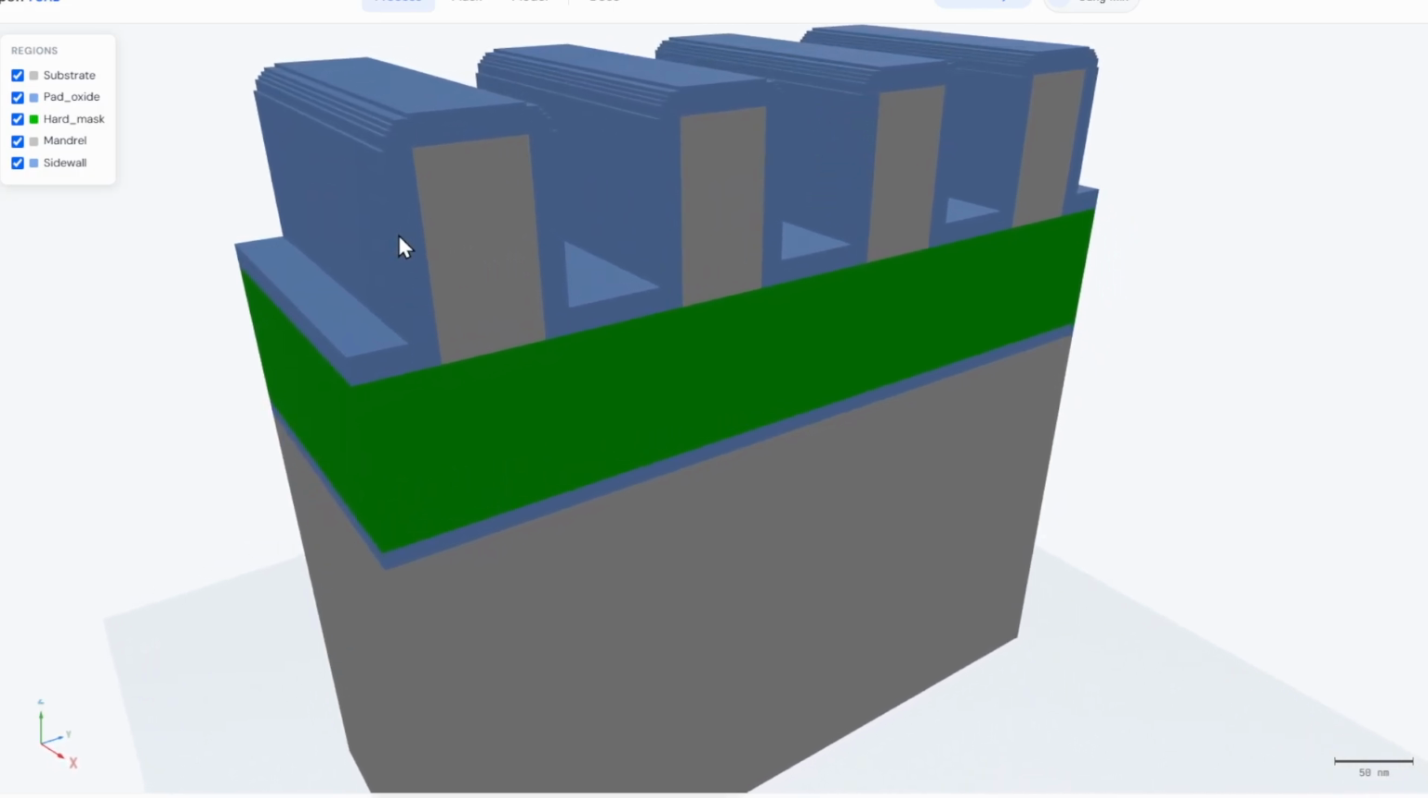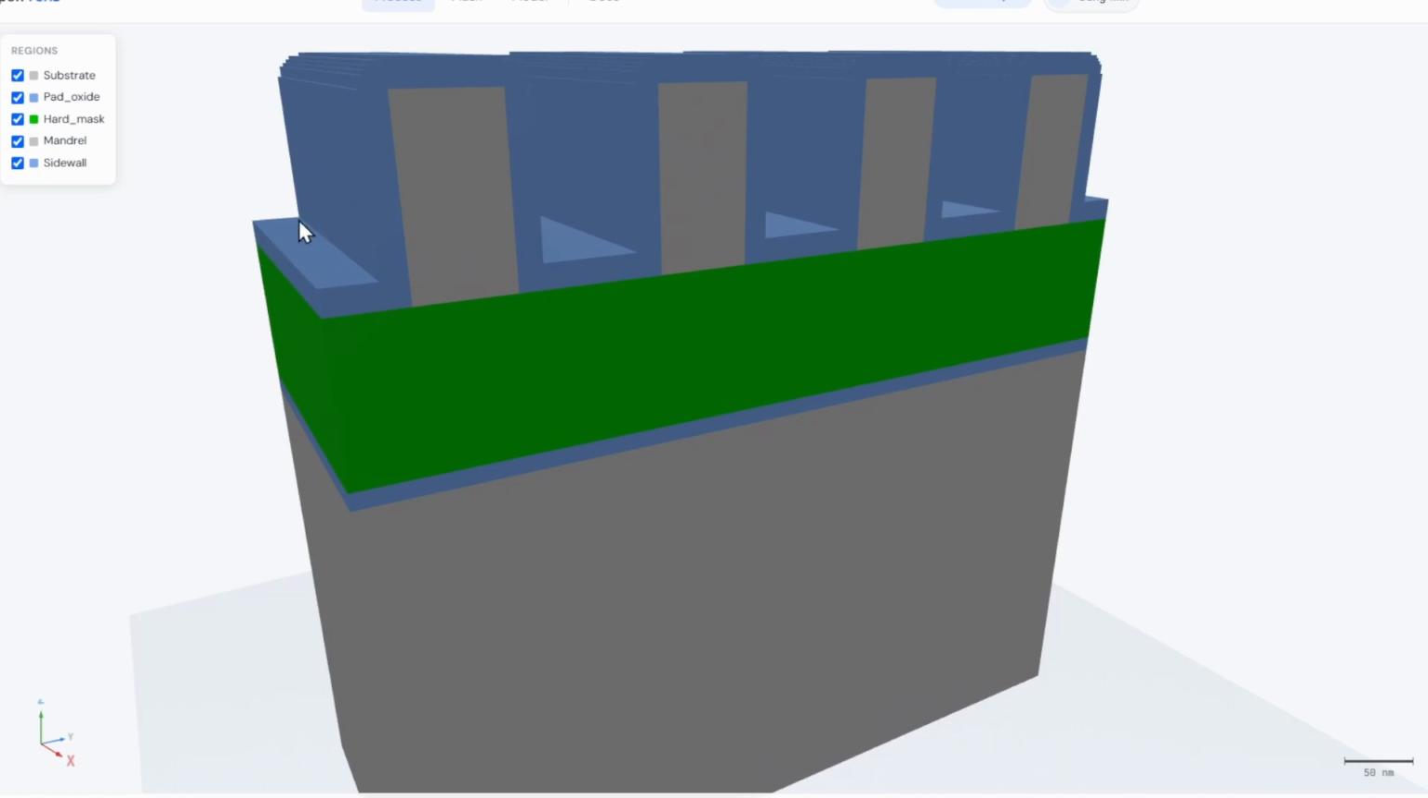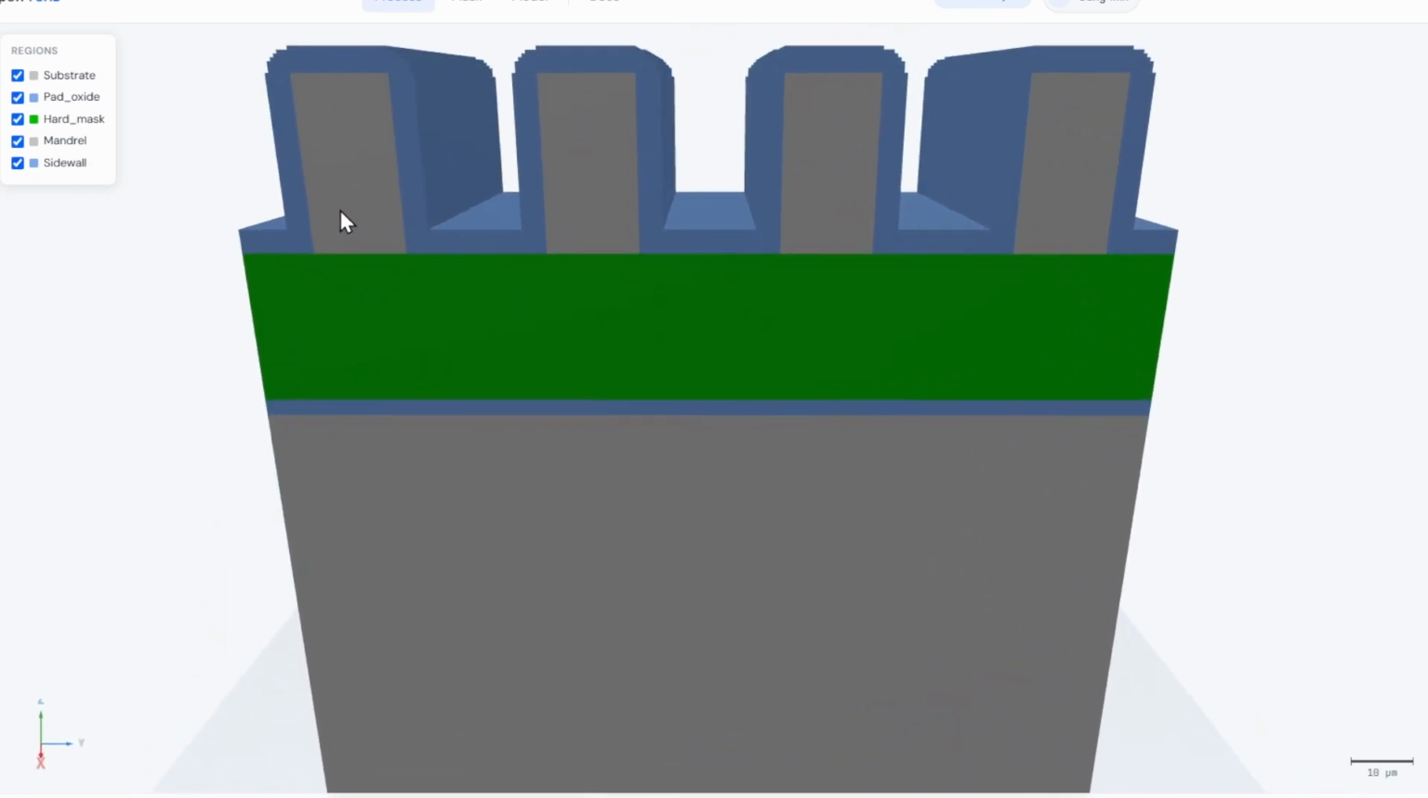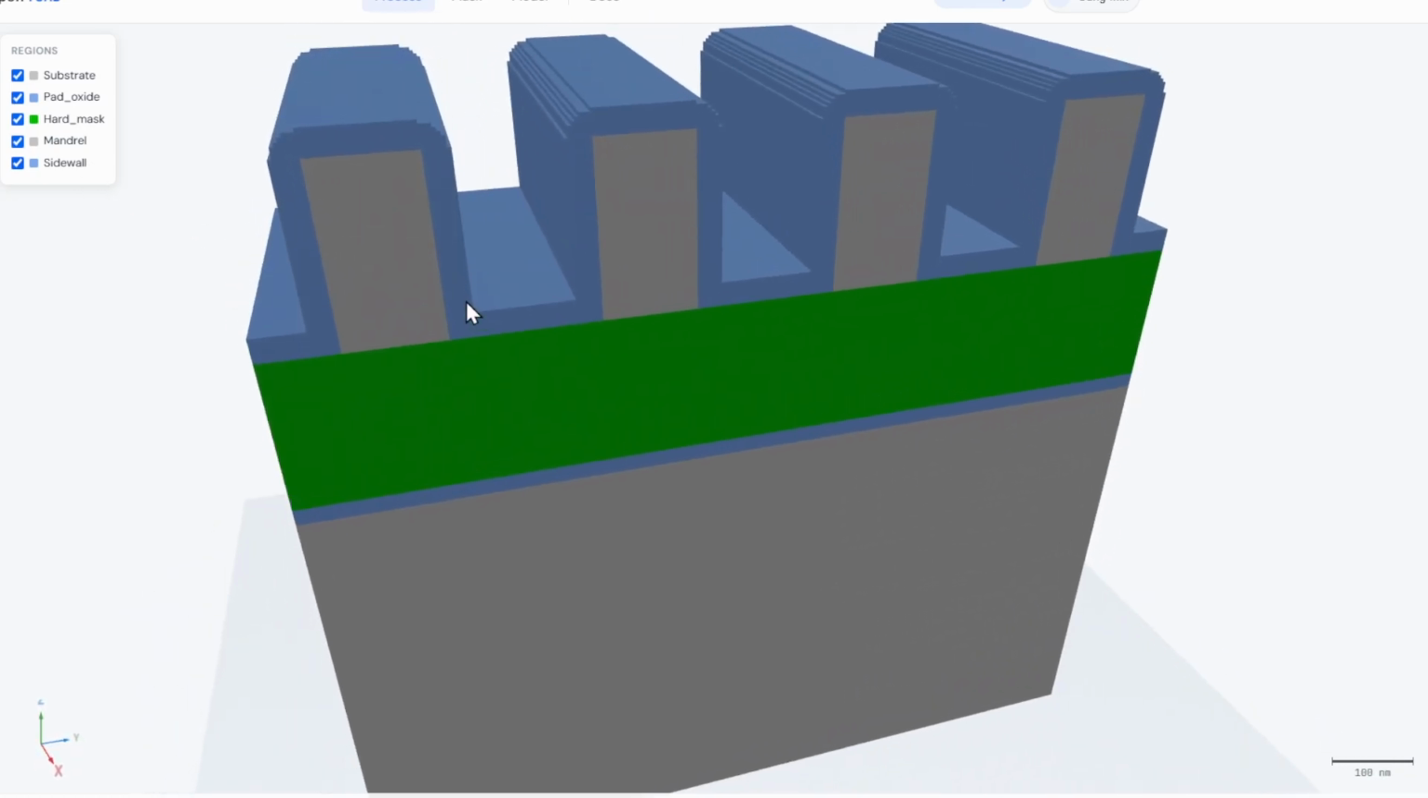This is the key point to make an even shorter channel. Now we have this sidewall. So let's continue to the next step.